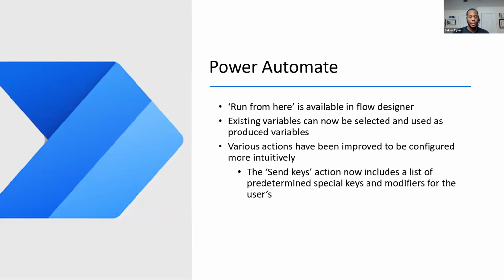Existing variables can now be selected and used as produced variables. And then various actions have been improved to be configured more intuitively. The send keys action now includes a list of predetermined special keys. And then there's a whole bunch of various things out there for actions. Didn't want to just bog down the slide with a lot of text, but a lot of actions have been improved. A lot of good things that are going on out there.